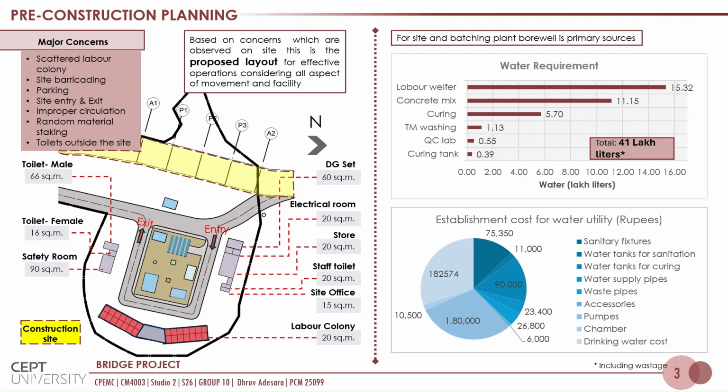The pie chart below represents the cost of establishment, where the major share is held by procurement of borewell pumps and drinking water tumblers, followed by sanitary fixtures, water tanks, and water sedimentation tanks.